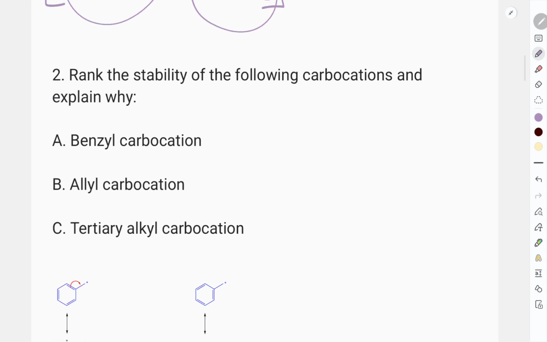Okay, let's move on to 2. It says rank the stability of the following carbocations and explain why. So the first one is benzyl. So we will have a benzene ring connected to a methyl group with a positive charge. B is an allyl carbocation. It's the previous problem's structure.